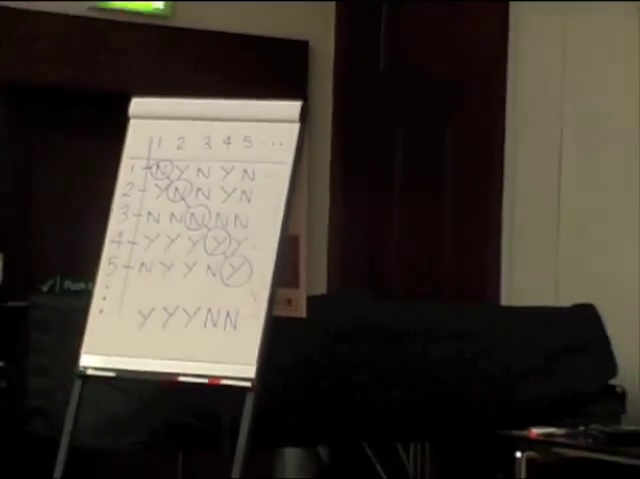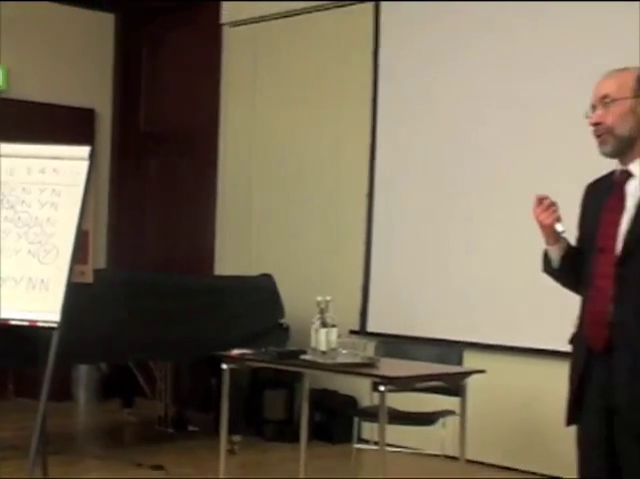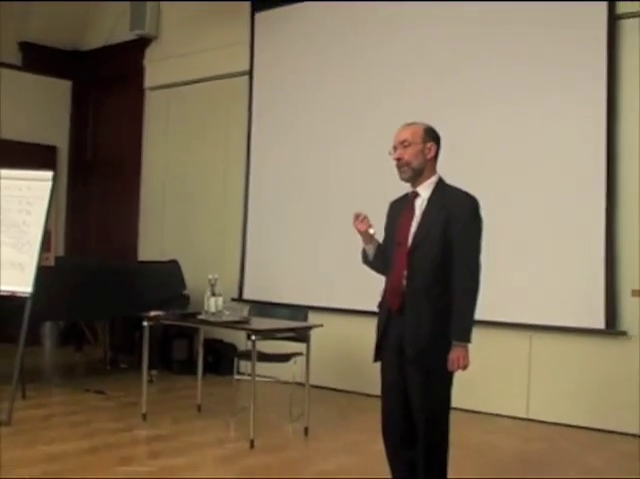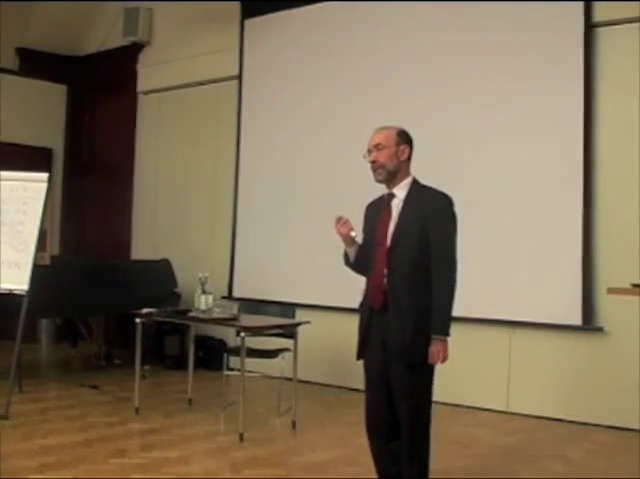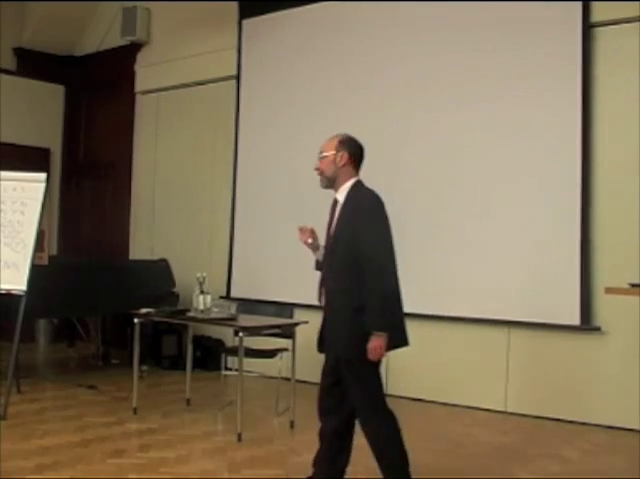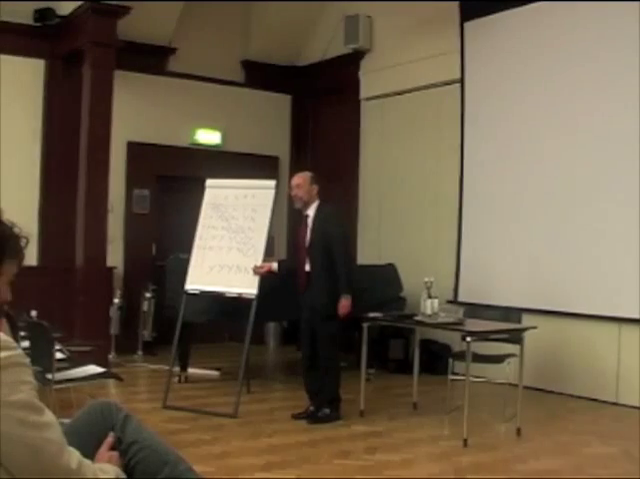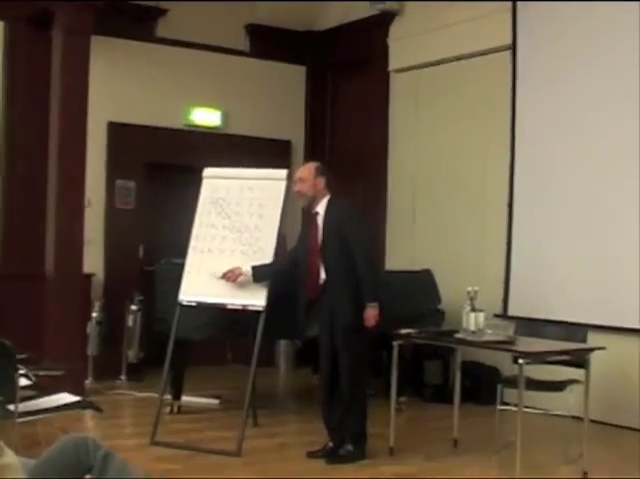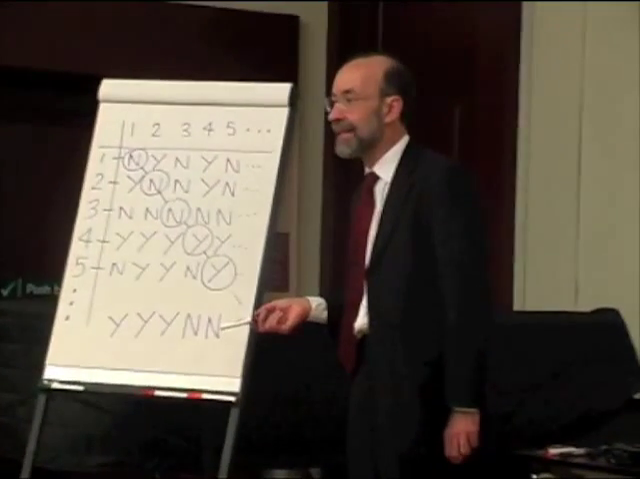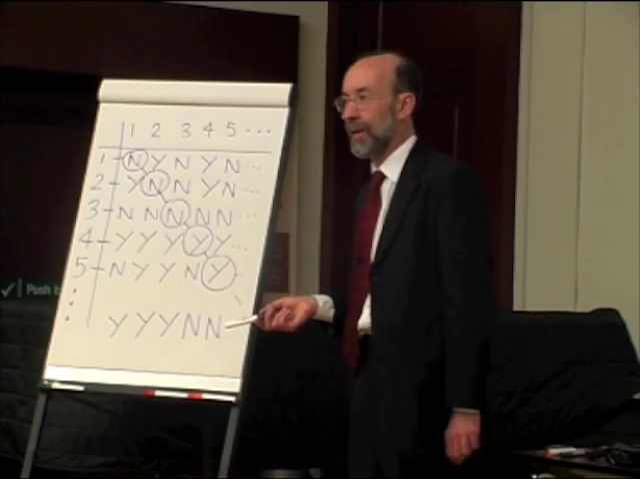Now, you've got to remember, the aim of the exercise was to ensure that every possible sequence of yeses and noes was included in the diagram. And what I now want to argue is that we've found a sequence of yeses and noes which is not included in the diagram. This sequence that we've written down isn't anywhere in the original diagram.